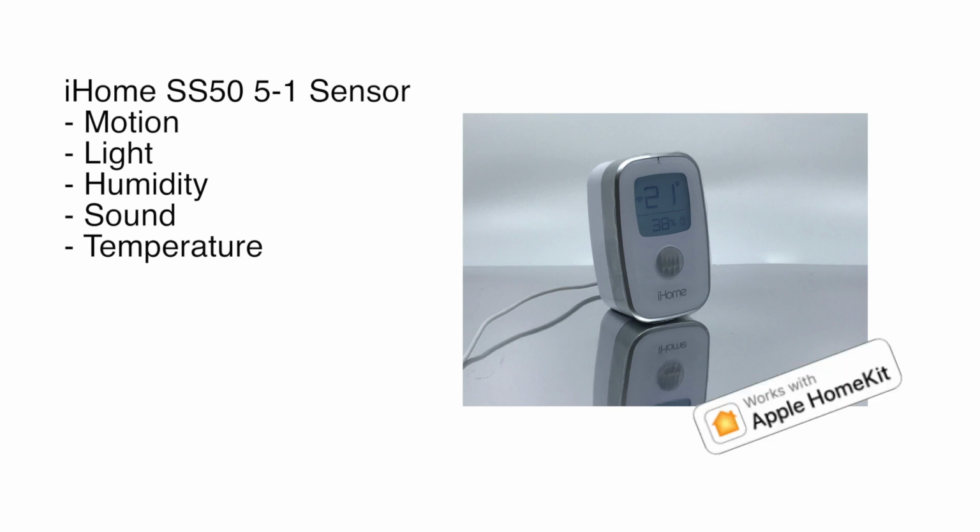Today we're going to look at the iHome SS50 5-in-1 sensor, which is motion, light, humidity, sound, and temperature, and it does work with Apple HomeKit. So one thing to be aware of when you're looking at the iHome overall smart products, double check to make sure that they're going to work with the ecosystem that you want them to.